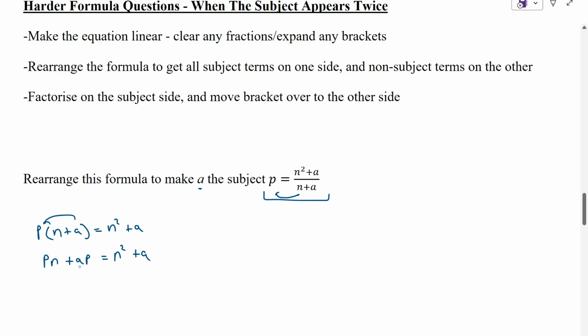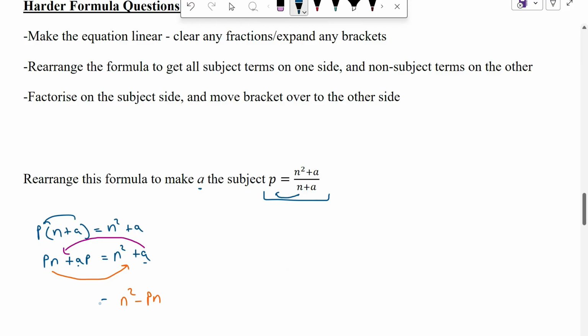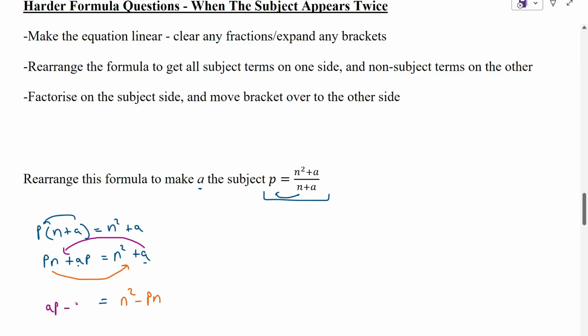We need to make A the subject, and at the moment we've got A on the left hand side and A on the right hand side. So what we want to do is get all of the A's on one side and all of the n's on the other side, and that will give us n squared minus Pn, which equals AP minus A. Now, as you can see, we've got all of these subject terms on one side and the non-subject terms on the other side.